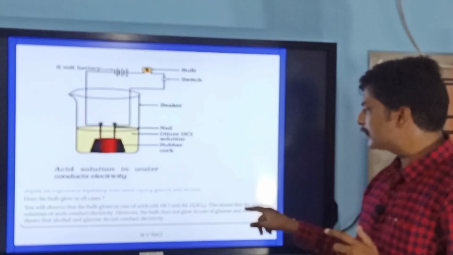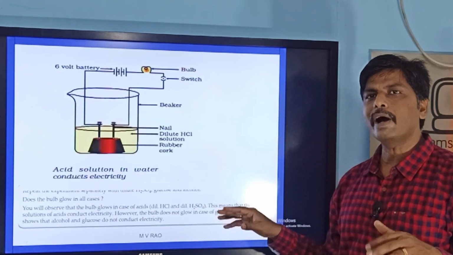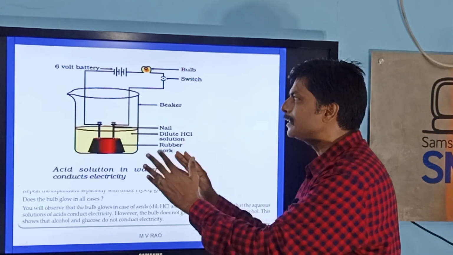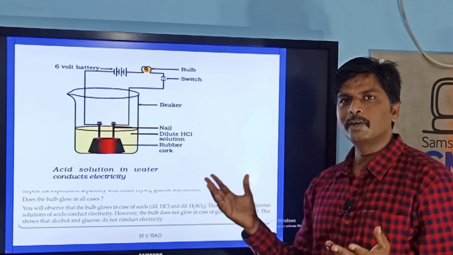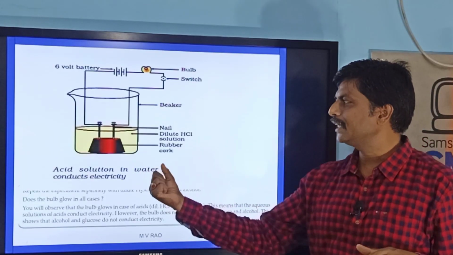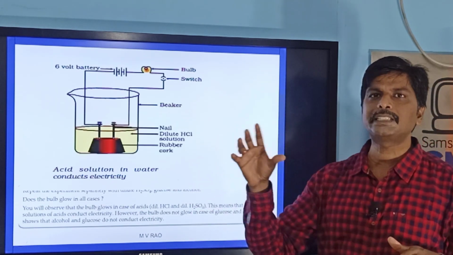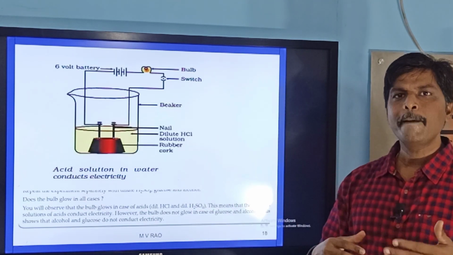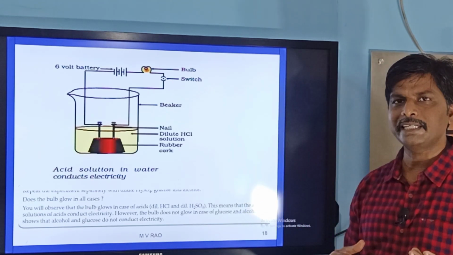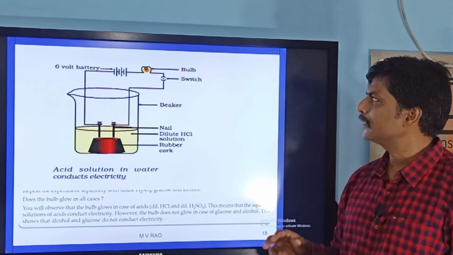While in case of alcohol and glucose, there are no ions. Ions not there means conductivity not there. So to conduct electricity, which one is needed? Ions are needed. So acids are good conductors of electricity because of H plus ions. Similarly, base solutions also act as good conductors of electricity because of OH minus ions. Okay, that is about this activity.